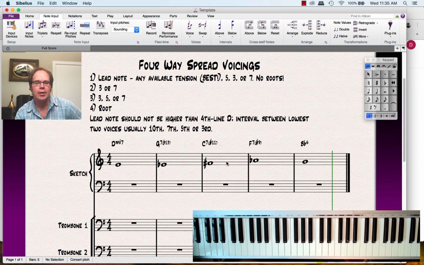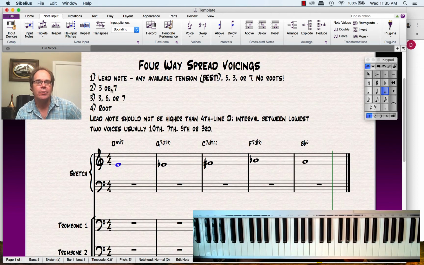So here's a good old 3, 6, 2, 5, 1 progression in B flat. I didn't put a key signature, so we're going to have some accidentals here, but that's okay. So D minor 7th, look at what our lead note is. It is one of the available tensions. In this case, it's an E, which is the 9th of this chord.